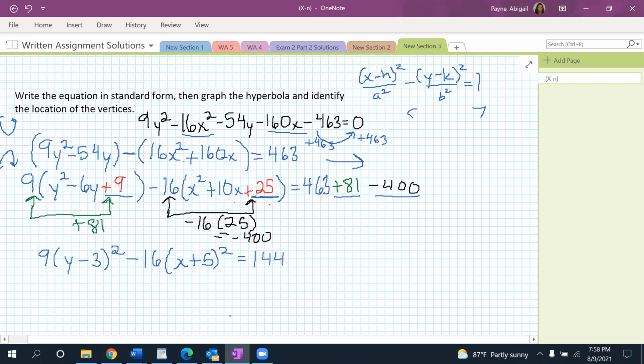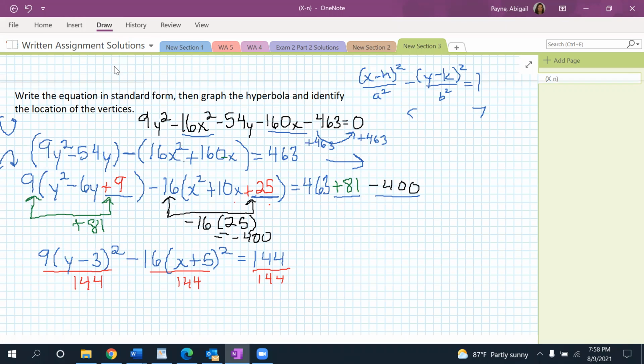All right, so now we're looking at this equation. One other thing about standard form for the equation of a hyperbola: it should have a 1 on the right side. So we need to turn that 144 into a 1. So we should divide both sides by 144. I'm going to divide the left side of this equation by 144, so divide each term here.